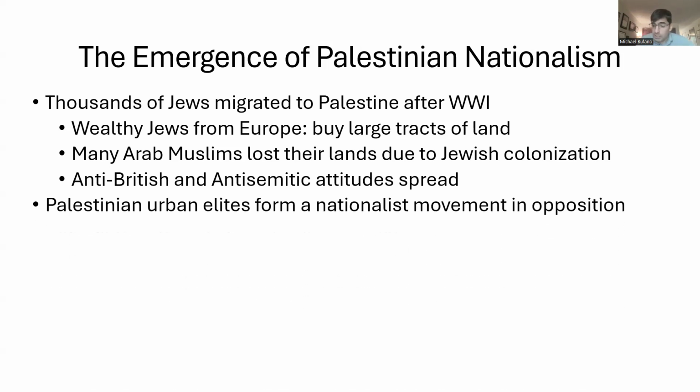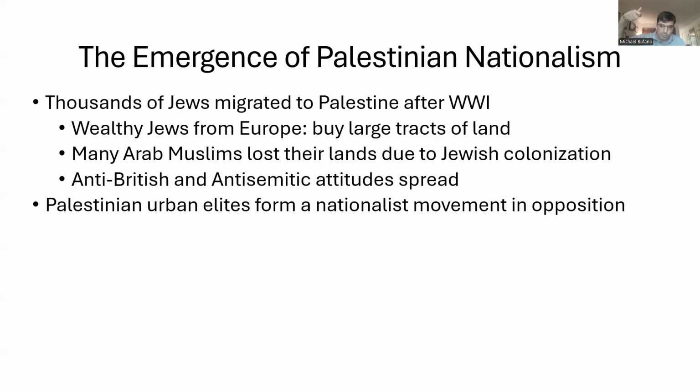And so Palestinian urban elites, what they're going to do is they're going to form a nationalist movement in opposition to this. Now, some of them were inspired by Arab nationalism, and they're going to try to make alliances with other Arabs. Others promoted just a Palestinian sense of identity, this idea that there was a Palestinian nation. And, of course, there were ties to land and villages long before the 1920s. Palestinian identity had existed, but nationalism is a modern form of identity, right?